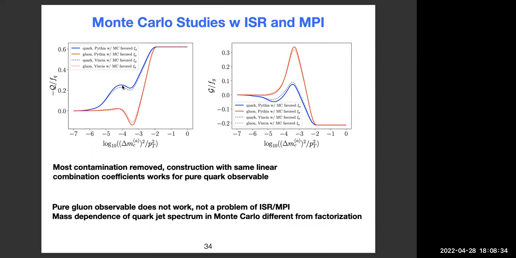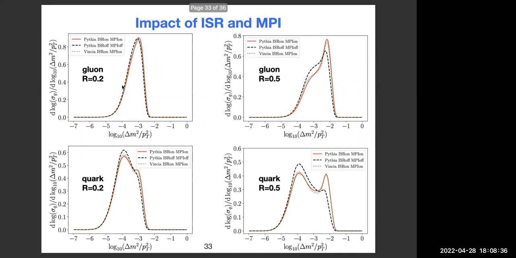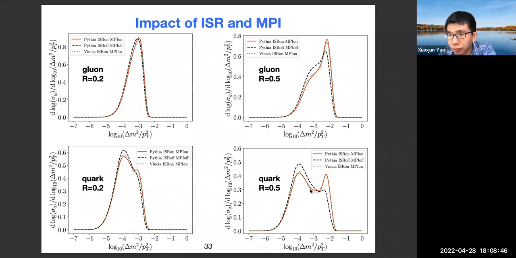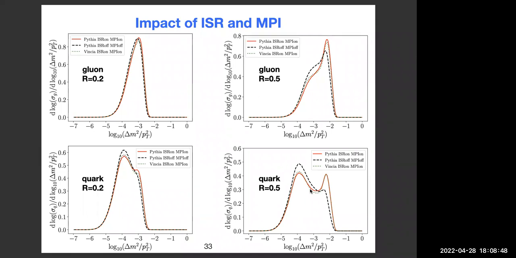Sorry, can you go back to the last slide? Sure, yeah. The last plot, the bottom right plot, yeah. Isn't it a little bit counterintuitive that, even after I impose soft drop, I still have this large effect of ISR and MPI?